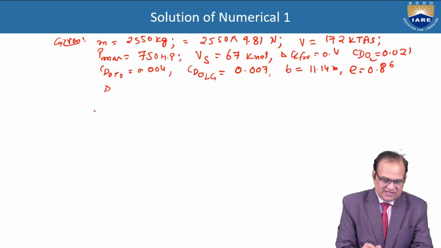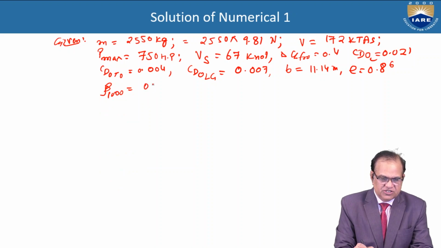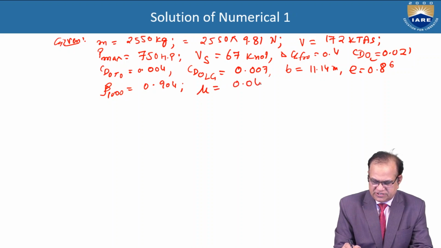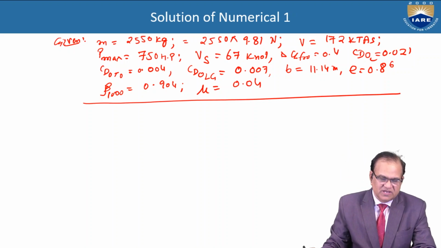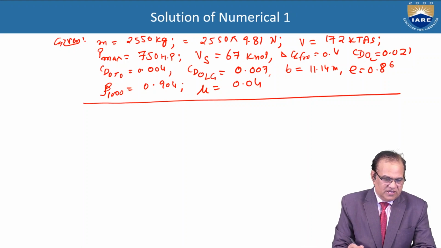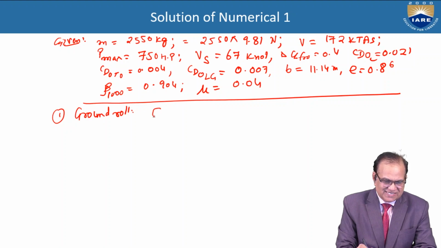Okay, so rho at 1000 feet is given as 0.904, and the friction coefficient mu is equal to 0.04. So these are the parameters which are given for the aircraft. So we will see first, we have to find the ground roll distance.